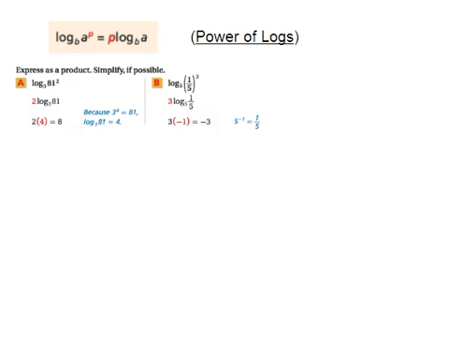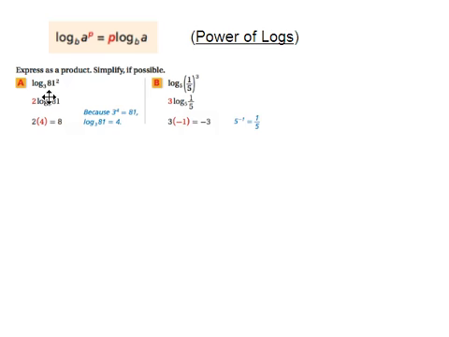Our third property here is the power of logs. And this one we'll use quite a bit. The way it works is like this: log base b of a to the power of p. Basically what you're doing is you're taking this power p and you're going to bring it down in front of the logarithm, and you would multiply p times log base b of a.